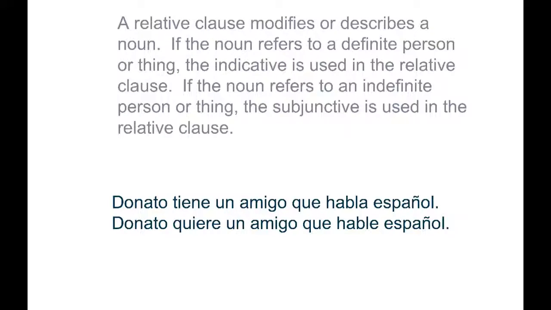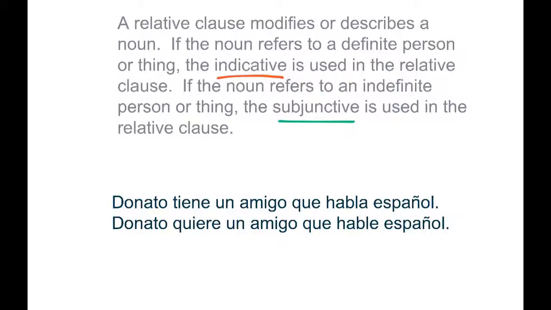So here's a big fancy linguistic definition that I'm going to try and break down for you. A relative clause modifies or describes a noun. If the noun refers to a definite person or thing, the indicative, which means not subjunctive, is used in the relative clause. If the noun refers to an indefinite person or thing, the subjunctive is used in the relative clause.